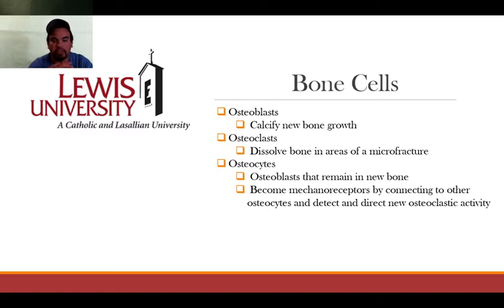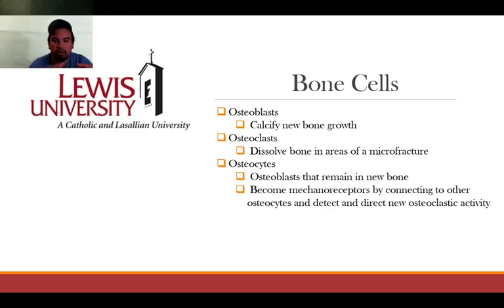You also have osteocytes. What are osteocytes? Osteocytes are osteoblasts that remain in the new bone. So as these osteoblasts are calcifying in this new bone growth, some of these osteoblasts will remain, which turn into osteocytes. You almost think of them as finger-like cells within there that kind of talk to each other.